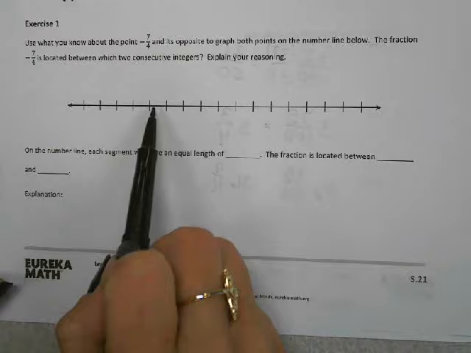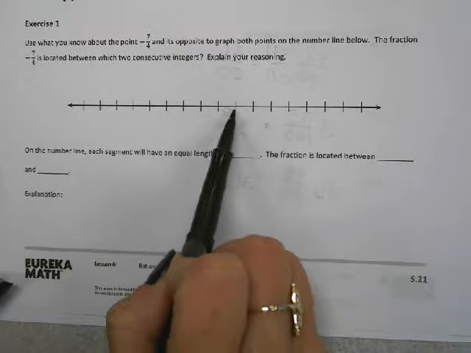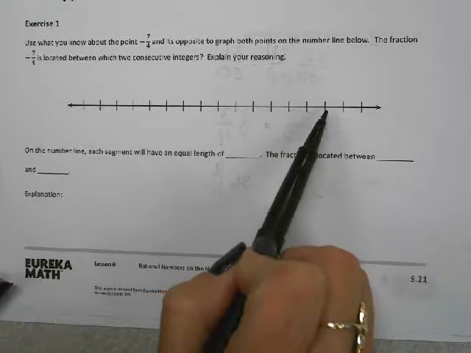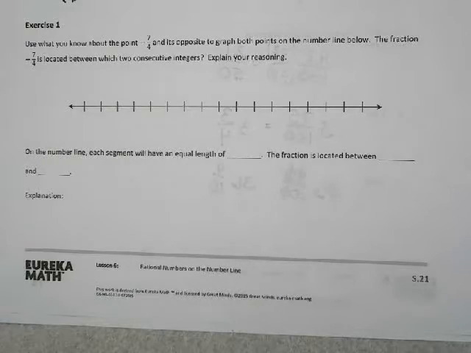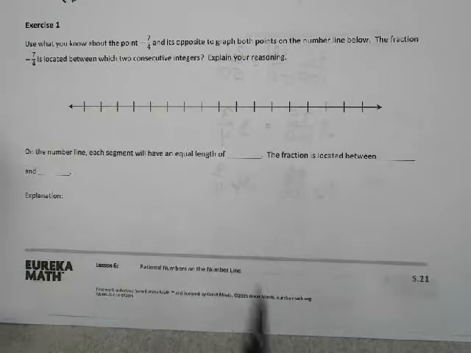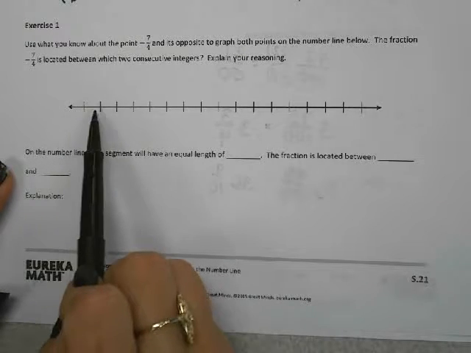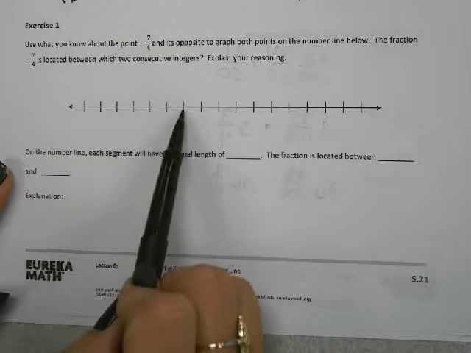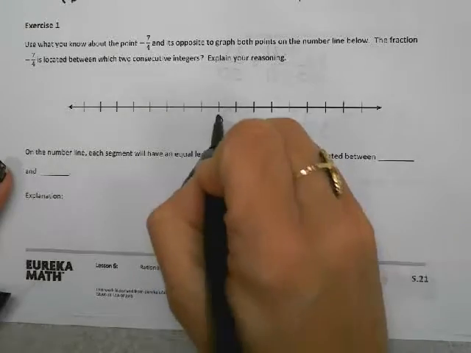So 1, 2, 3, 4, 5, 6, 7, 8, 9, 10, 11, 12, 13, 14, 15, 16, 17. Since there are 17 tick marks, I know that I can go to 9, and that can be my middle, and I would have 8 on either side. So 1, 2, 3, 4, 5, 6, 7, 8, 9. You're going to put a 0.